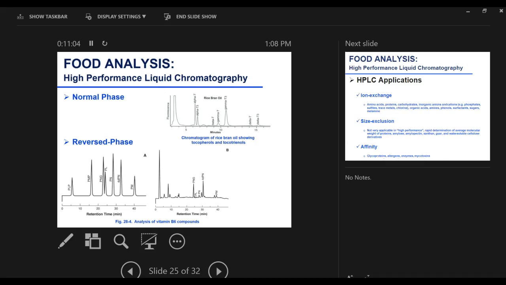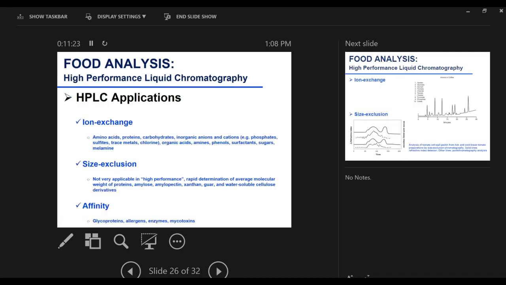This is just an illustration of a chromatogram for normal phase separation of rice bran components versus reverse phase separation of vitamin B6 components. It's just an illustration of a chromatogram. There's nothing there other than that.